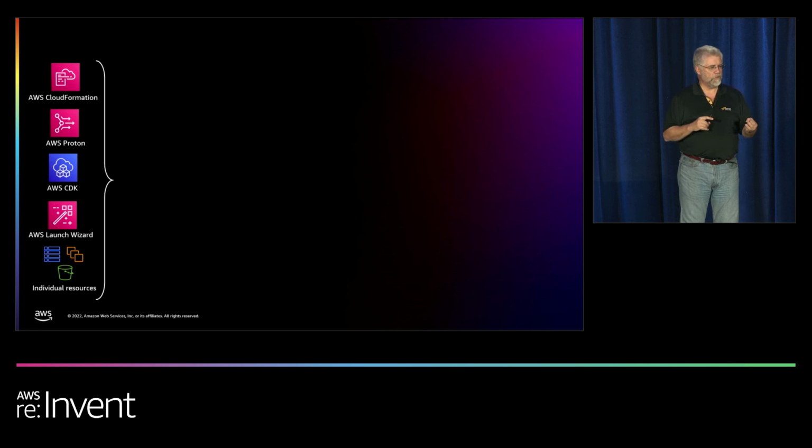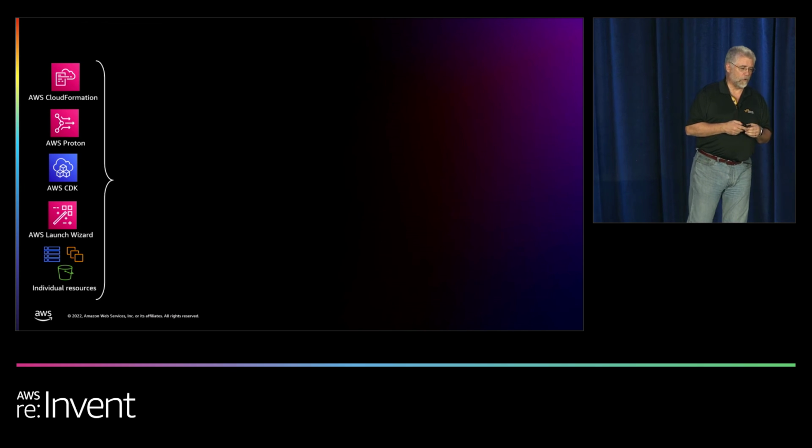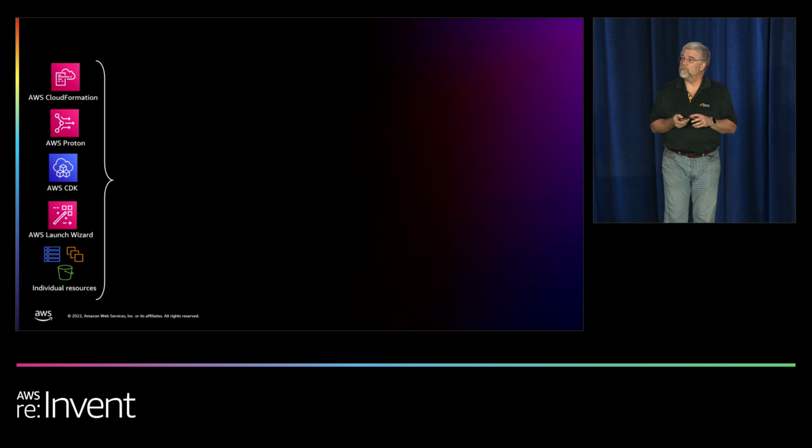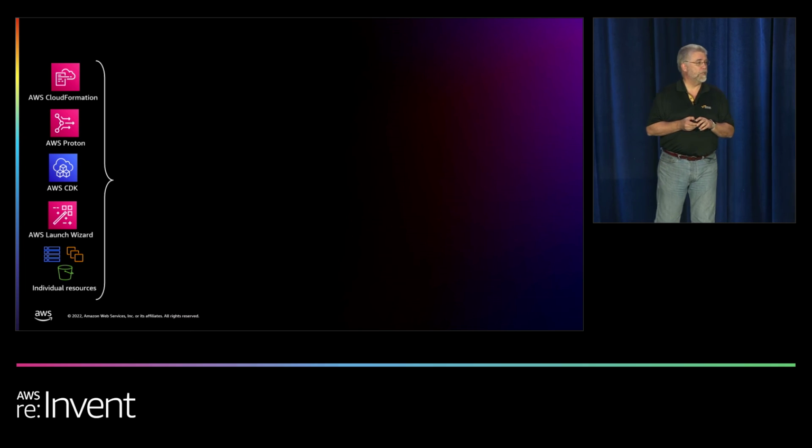What we're trying to paint a picture around is that you can choose, on your side, how you get your resources created and how you deploy them. You could use CloudFormation, you could use Proton, which uses CloudFormation under the covers as an example. You could use the CDK, et cetera. Launch Wizard, maybe you have other technologies that deploy resources and get them deployed into your account.